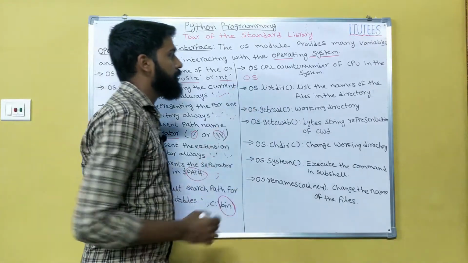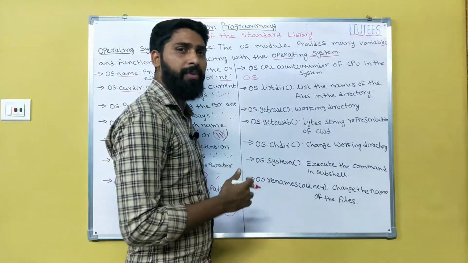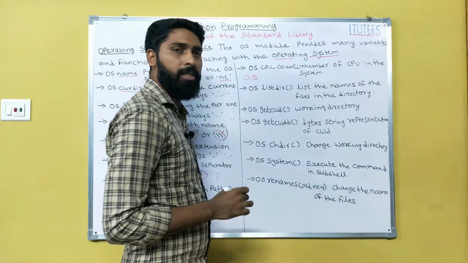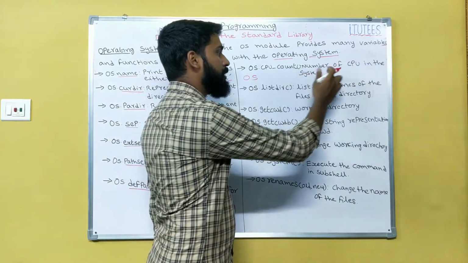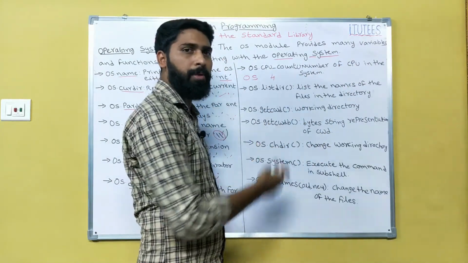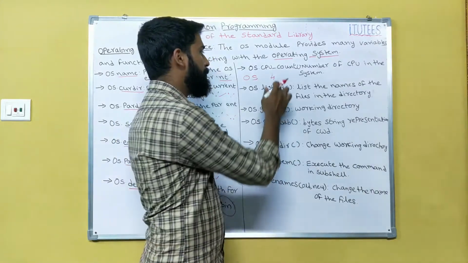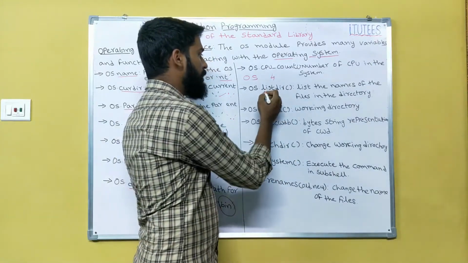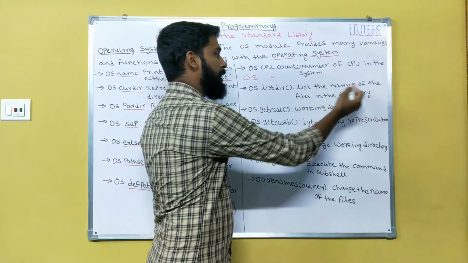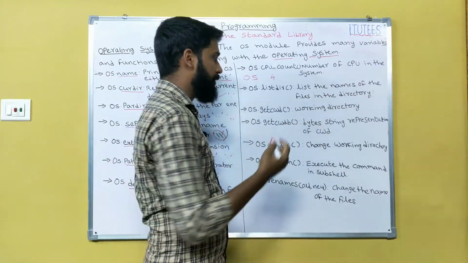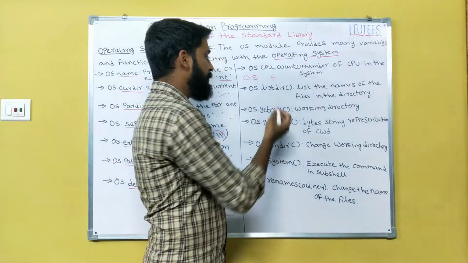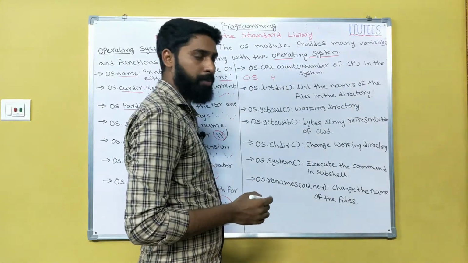Okay, now we see the different functions available in the os module. The first one is os.cpu_count. It returns the number of CPUs in your system. If 4 CPUs are available in your system, then it prints 4. os.listdir lists the names of the files in the directory. For example, now I am in the desktop, then it prints all the files on the desktop.